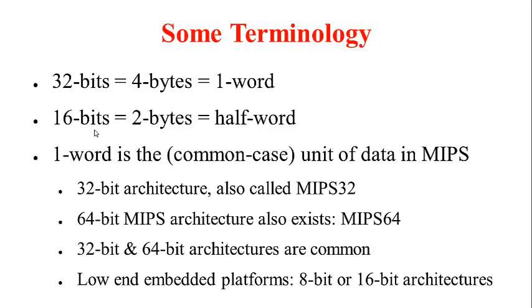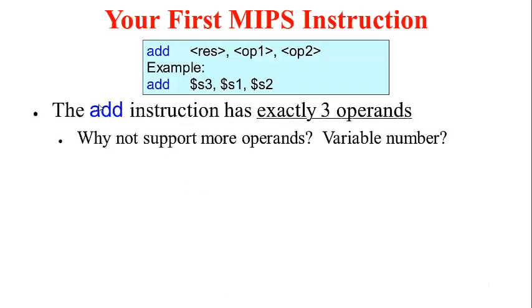In this course, we are going to be concerned about 32-bit architecture, also called MIPS 32. There is also a 64-bit version of the MIPS architecture called MIPS 64. Today, both 32-bit and 64-bit machines are very common, although many low-end embedded platforms could be using 8-bit or 16-bit architectures as well. So this is our first assembly language instruction in MIPS, the add instruction.